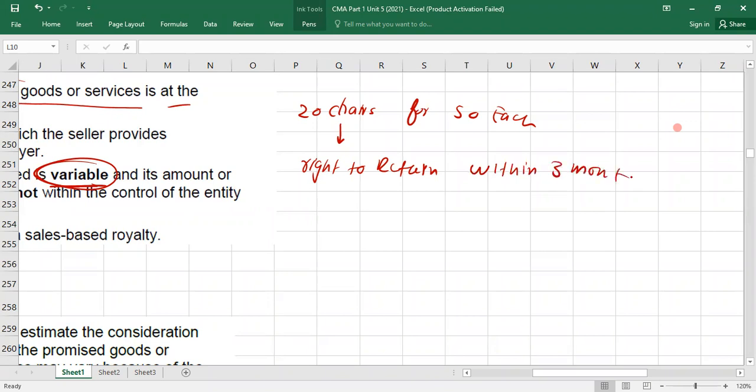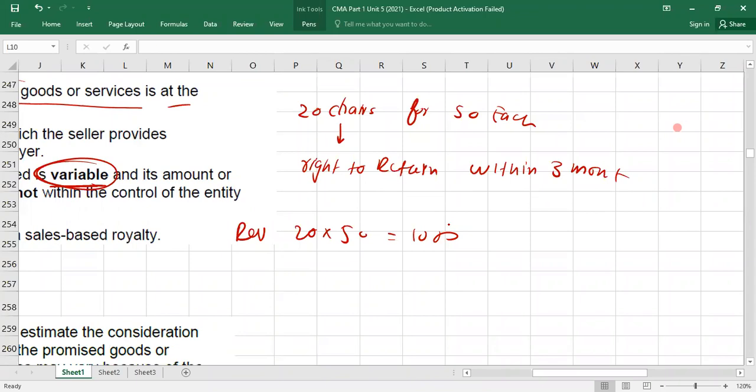Now see, I will be confused here. If I book revenue today for 20 chairs, 20 times 50, $1,000, maybe after 1 month, you will return 4 chairs to me. This revenue amount will change or not? Right or wrong? Maybe I'm expecting you will return 4, but you have returned 3. Again, it will affect the values.